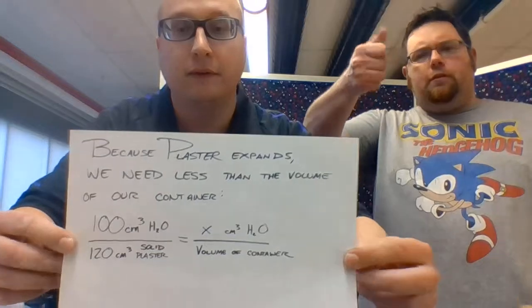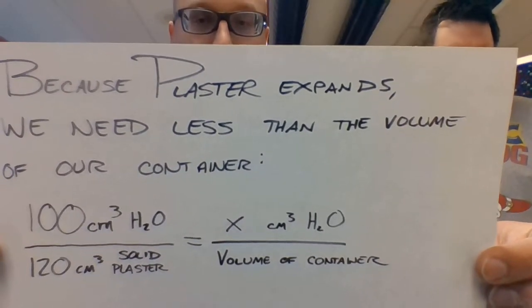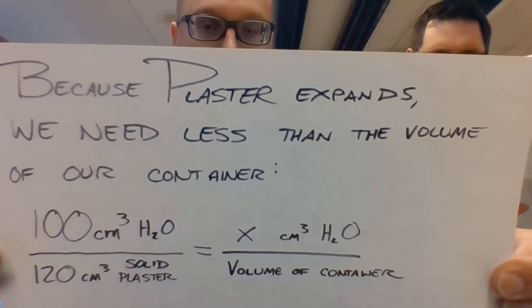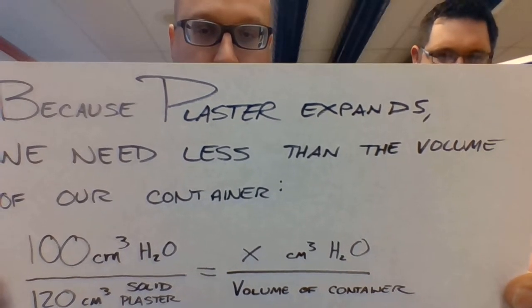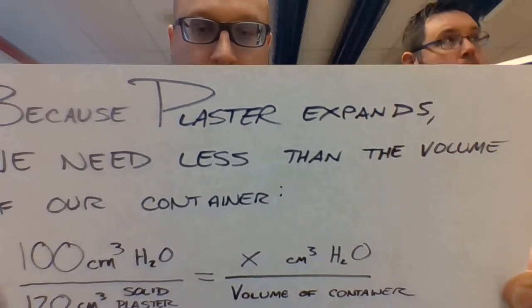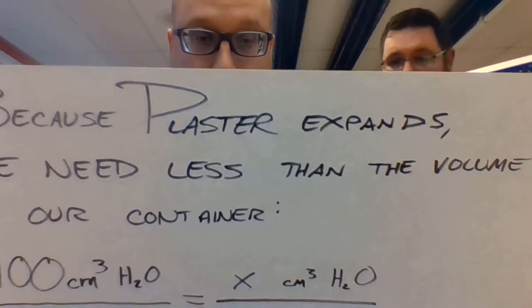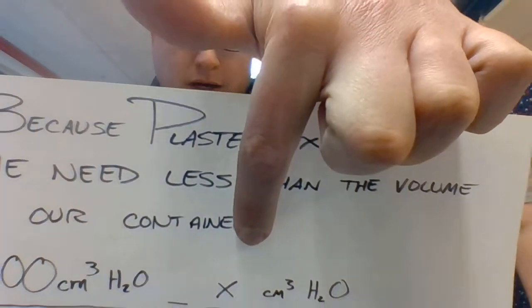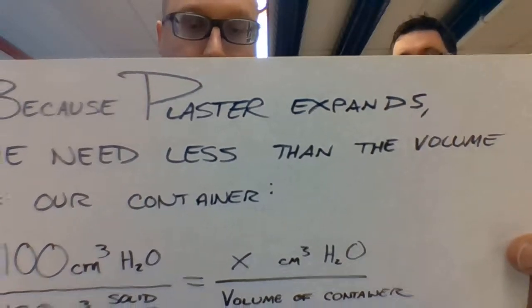Exactly. Because plaster expands, we need less than the volume of the whole container. So it's actually a proportion, like you learned about in Algebra 1. 100 cubic centimeters of water will turn into 120 cubic centimeters of solid plaster when we're done. What we want to find is the unknown amount of water we need in order to fit inside the volume of our container.